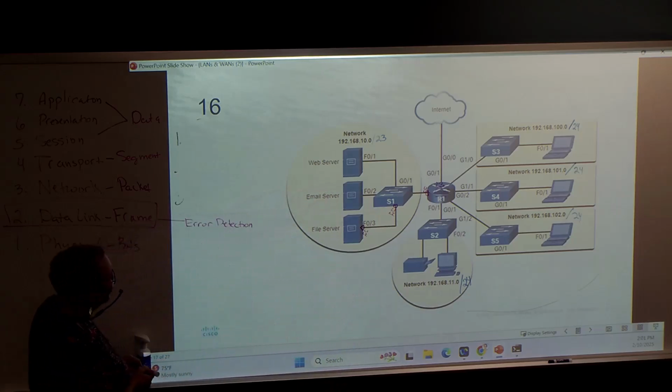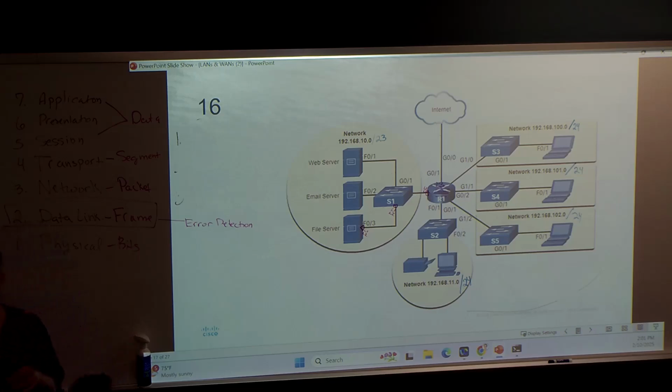Now, how many WANs do you see? Again, just count them up, and then let's have a show of fingers. How many WANs do we see? Okay, so I see 1.